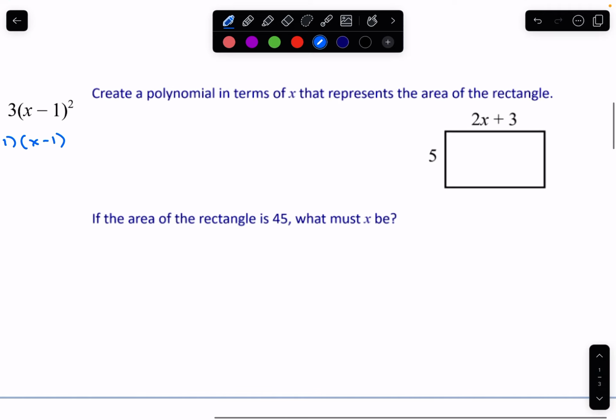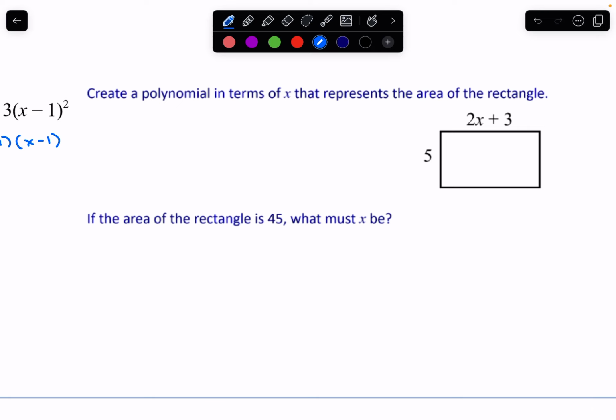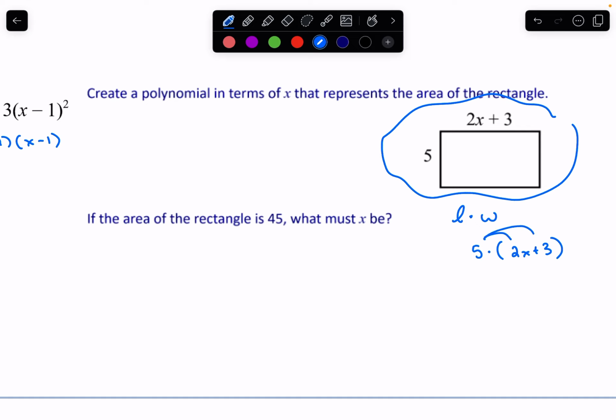Okay, this says to create a polynomial in terms of x that represents the area of the rectangle. So I've got a rectangle. I want to write this in terms of x as the area. So area means length times width. So I need to do 5 multiplied by 2x plus 3. So then I just distribute the 5, and I get 10x plus 15. So super easy to write that polynomial, right?